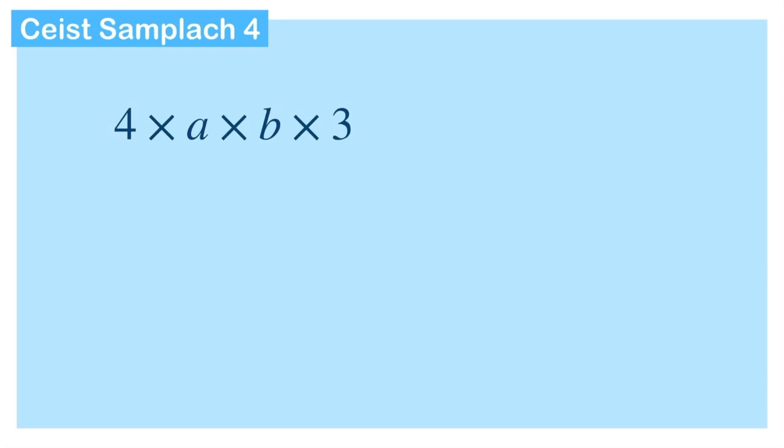Let's try one a little bit more challenging. Do the exact same thing. Start by multiplying the numbers together and put those in front. Then multiply the variables and put everything together.